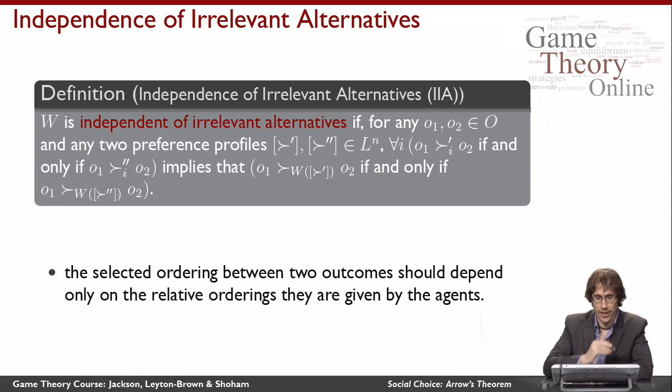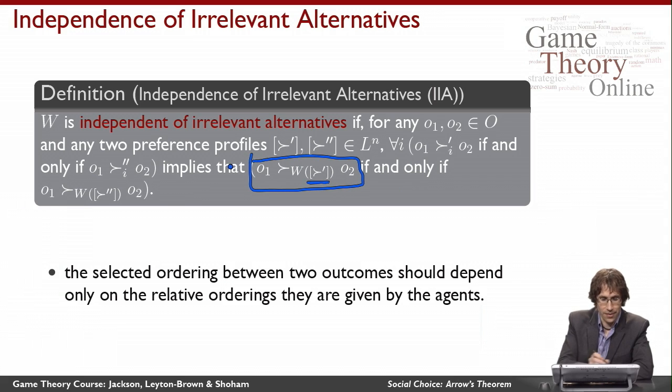So the condition says that if this is true, then it must be that the social welfare function, when given pref prime as an input, makes the same relative ranking between O1 and O2 as it does when given pref double prime as an input.